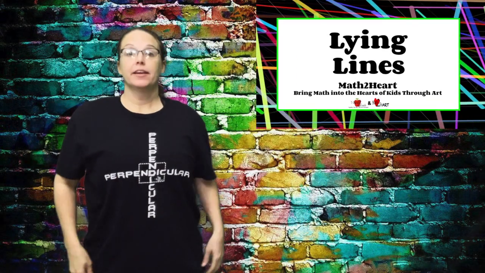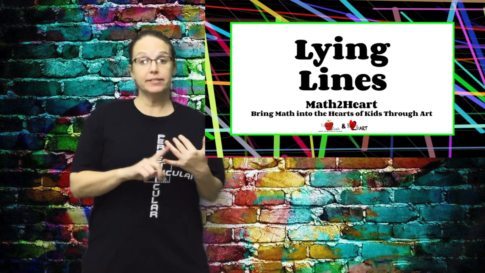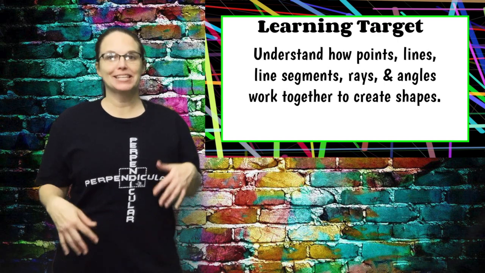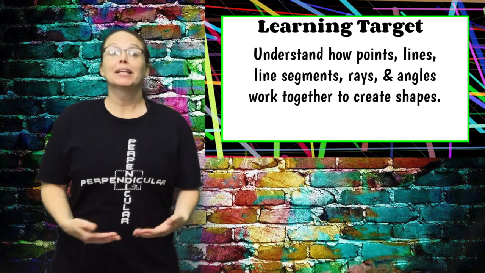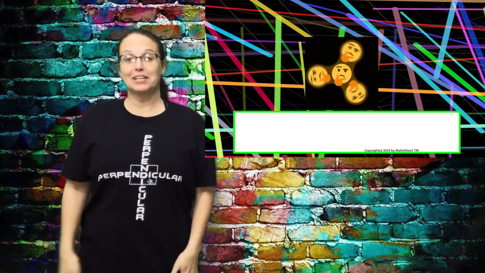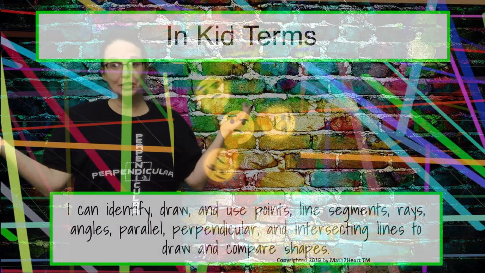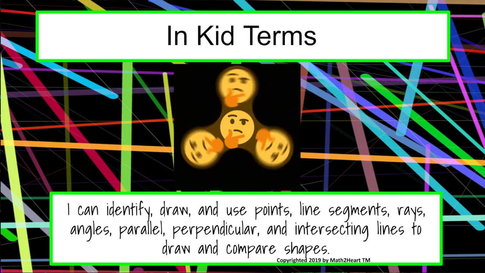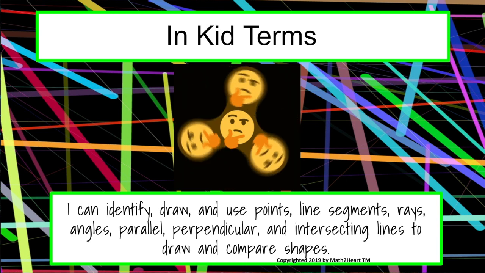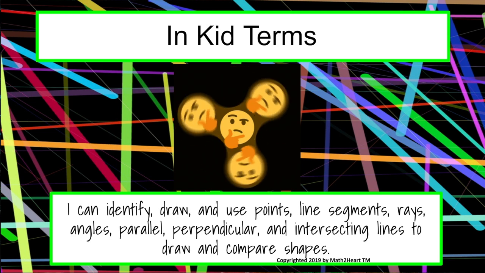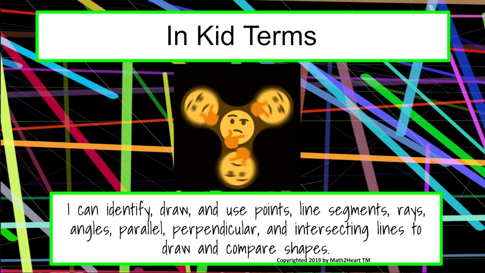So our learning target for this unit is to understand how points, lines, line segments, rays, and angles work together to create shapes. And of course, those shapes can then go together to create all kinds of art. Like I said, I'm teaching you the math standards through art to bring math into your heart. If I put this in kid terms, I would say: I can identify, use, draw, and make points, line segments, rays, angles, parallel, perpendicular, and intersecting lines to draw and to compare and explain shapes.